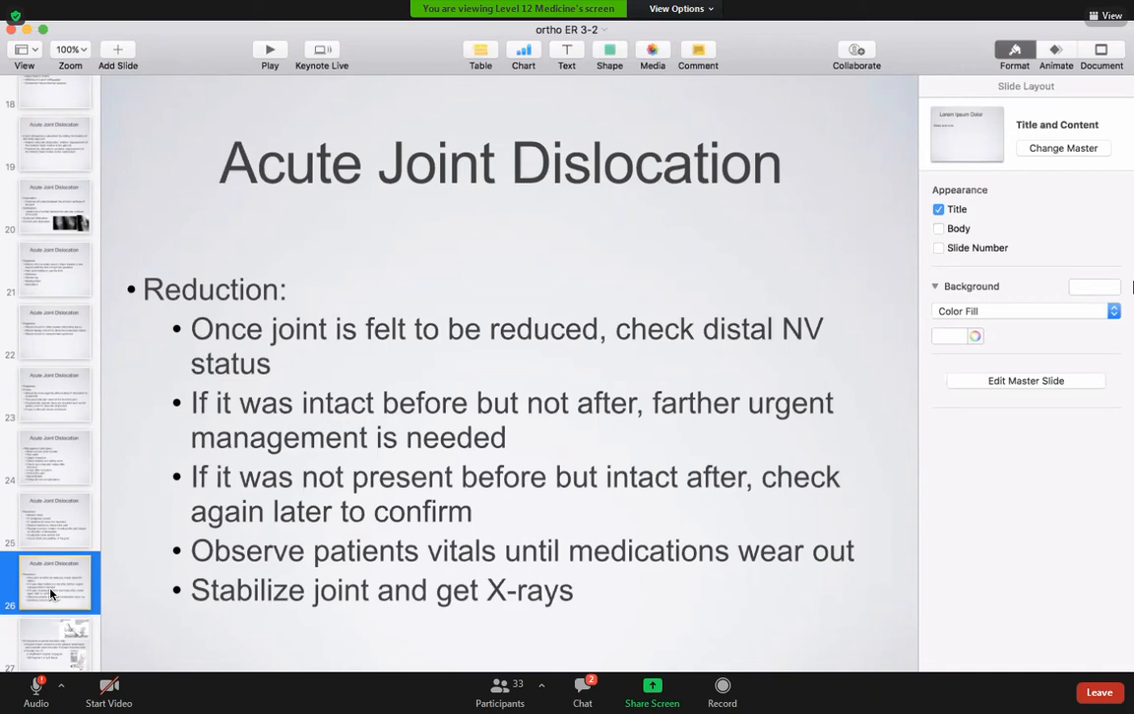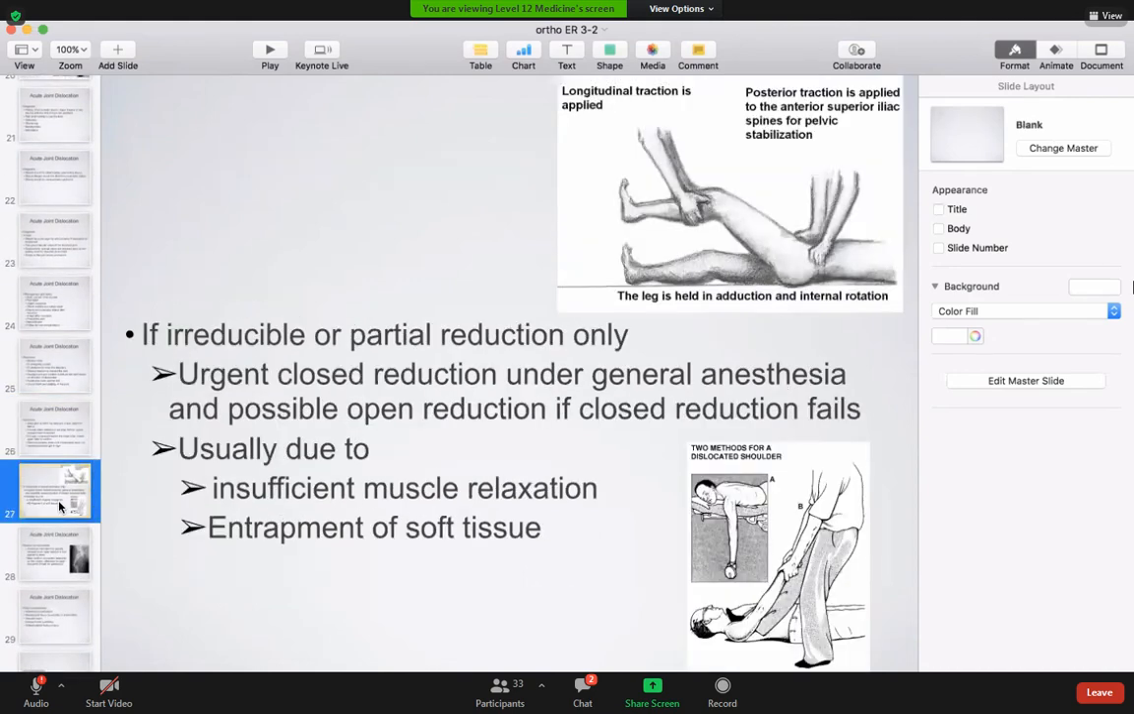If you give a patient some sedation, you have to observe the patient till the patient is awake. And also don't forget to stabilize the joint and get x-rays. There are two examples of hip dislocation and shoulder dislocation. Always remember to give sufficient muscle relaxant. And in some cases where you have difficulty reducing the joint, consider having some soft tissue interposed.